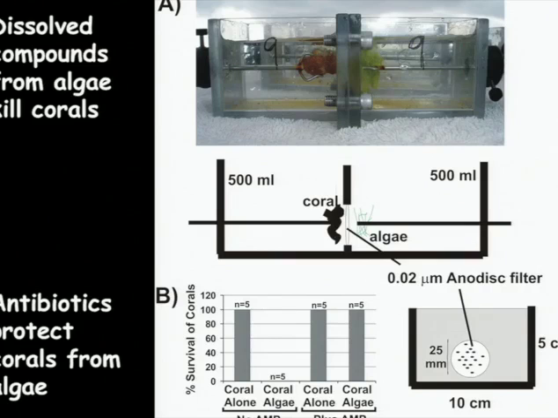Okay. And we've basically reconstructed it in the lab where we've put a coral across from a piece of algae, and between them we put a barrier filter that only lets dissolved things go across. So no viruses, no bacteria moving directly. And if we do that, what we find is that a coral by itself is completely happy. A coral across from the algae always dies. And a coral across from an algae plus an antibiotic always lives. Right? So it tells you that, one, if you put the corals and algae next to each other, the corals are in trouble. And two, that there's a microbial component.